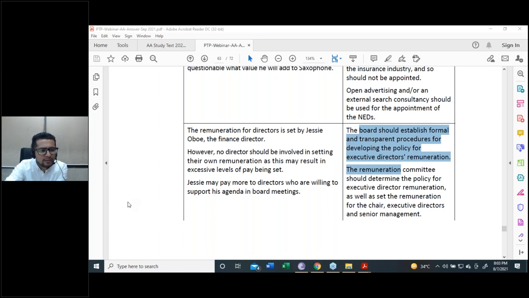Sir, who sets the remuneration for NEDs? The remuneration of NEDs. Okay. The remuneration of non-executive directors is not a major issue, because they are only paid a nominal value. So their remuneration is not that much of an issue. The issue is the salaries of the executive directors.